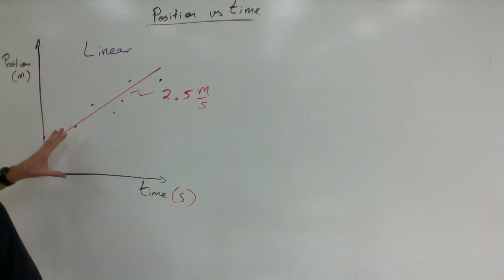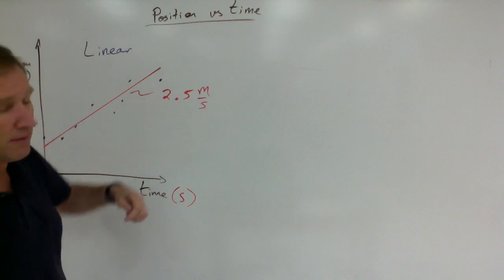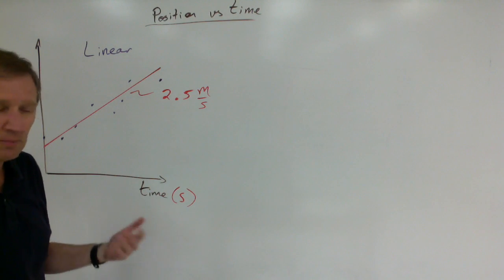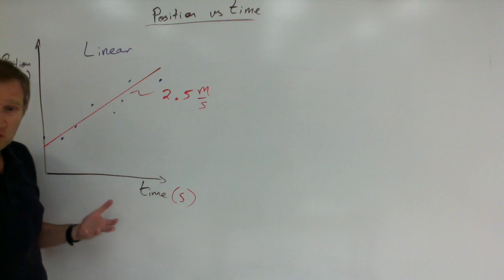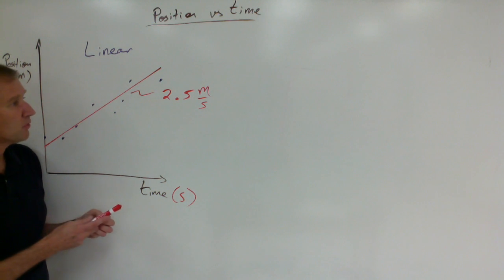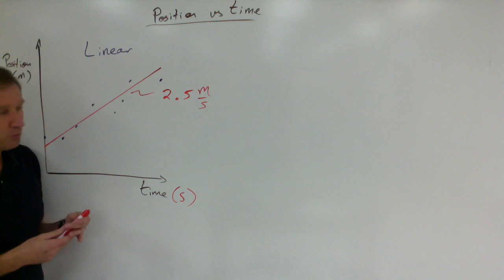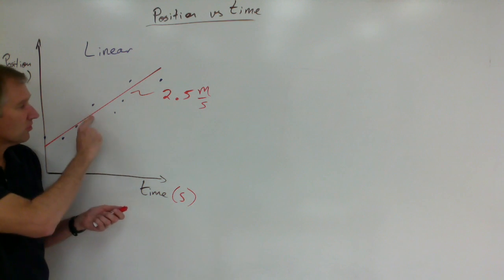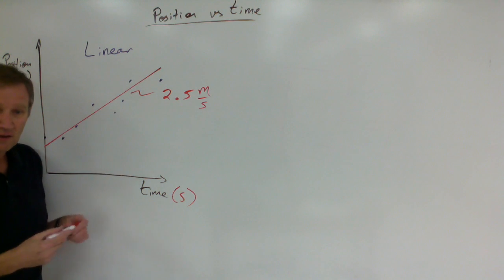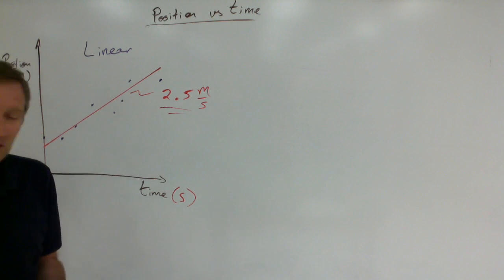So look at what we've done here. We investigated position versus time for an object traveling with constant velocity, that is, constant speed in a straight line. And guess what we found out? We found out that there is a linear relationship for objects traveling with constant speed in a straight line. Our cart traveled with a constant speed of 2.5 meters per second. Where did I get that from? It's the slope of this line. You would have calculated it. What does that represent? That represents the velocity of the car.